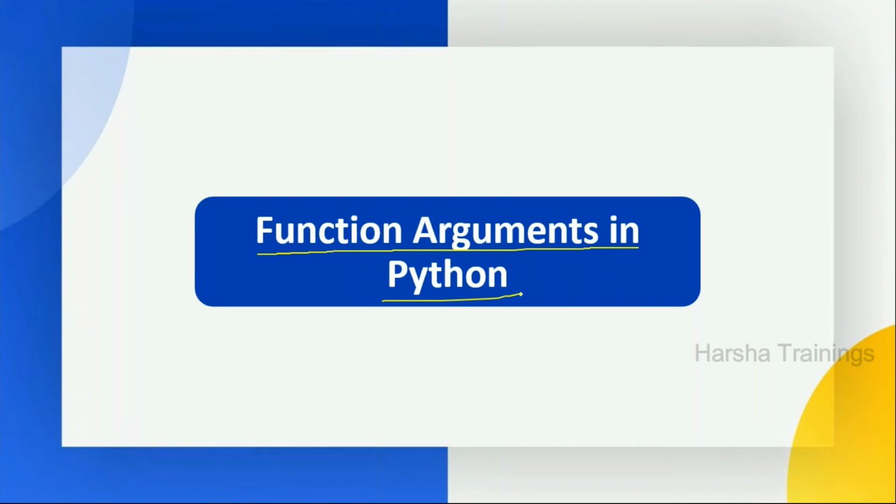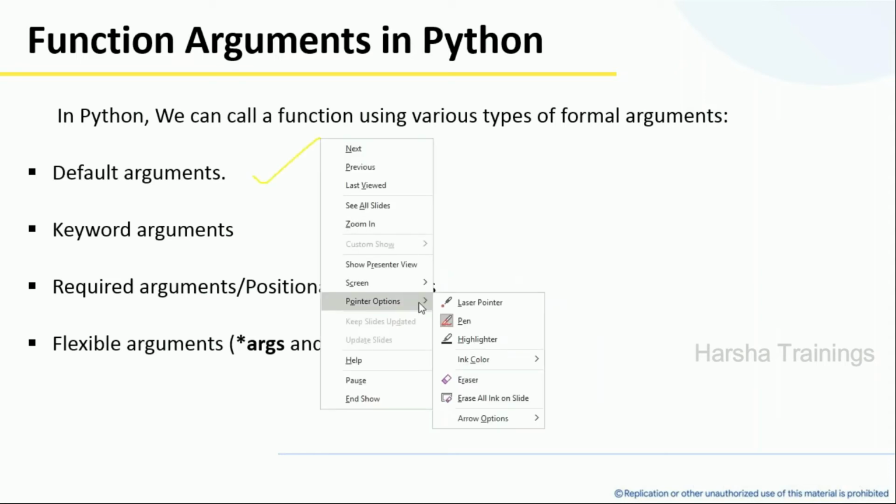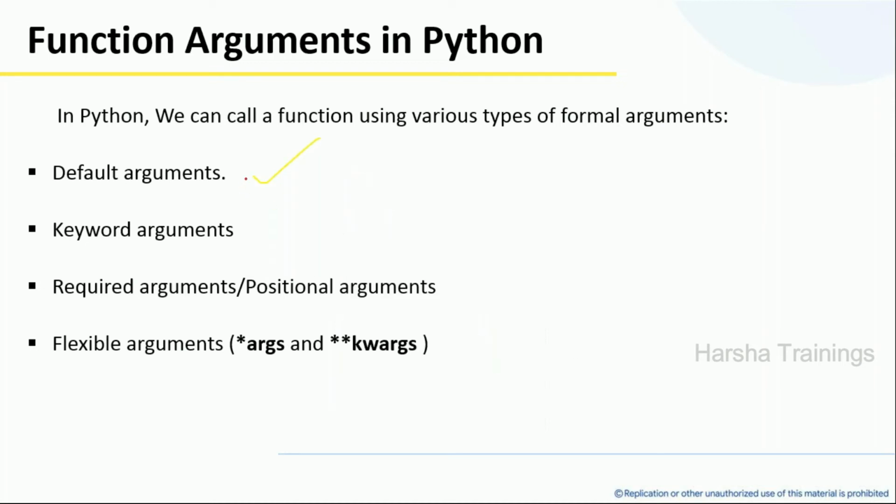Now Python supports 4 different function arguments. First one is default arguments. First, Python supports 4 different kinds of formal arguments. They are formal arguments, not actual arguments.